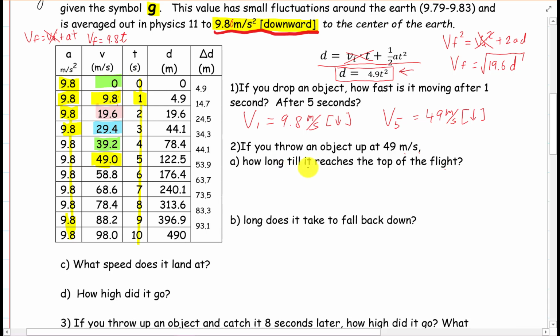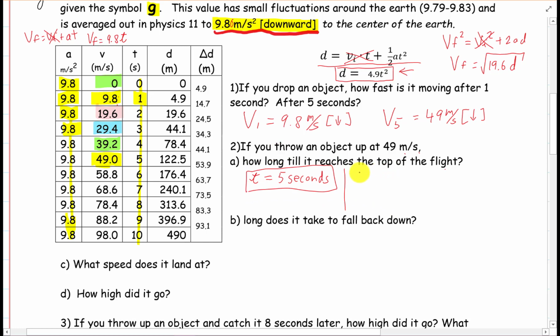So the answer here, how long will it take to reach the top of the flight? The time will be 5 seconds. Okay, that's just the chart. How do we calculate this? How do I do this in physics formula land?